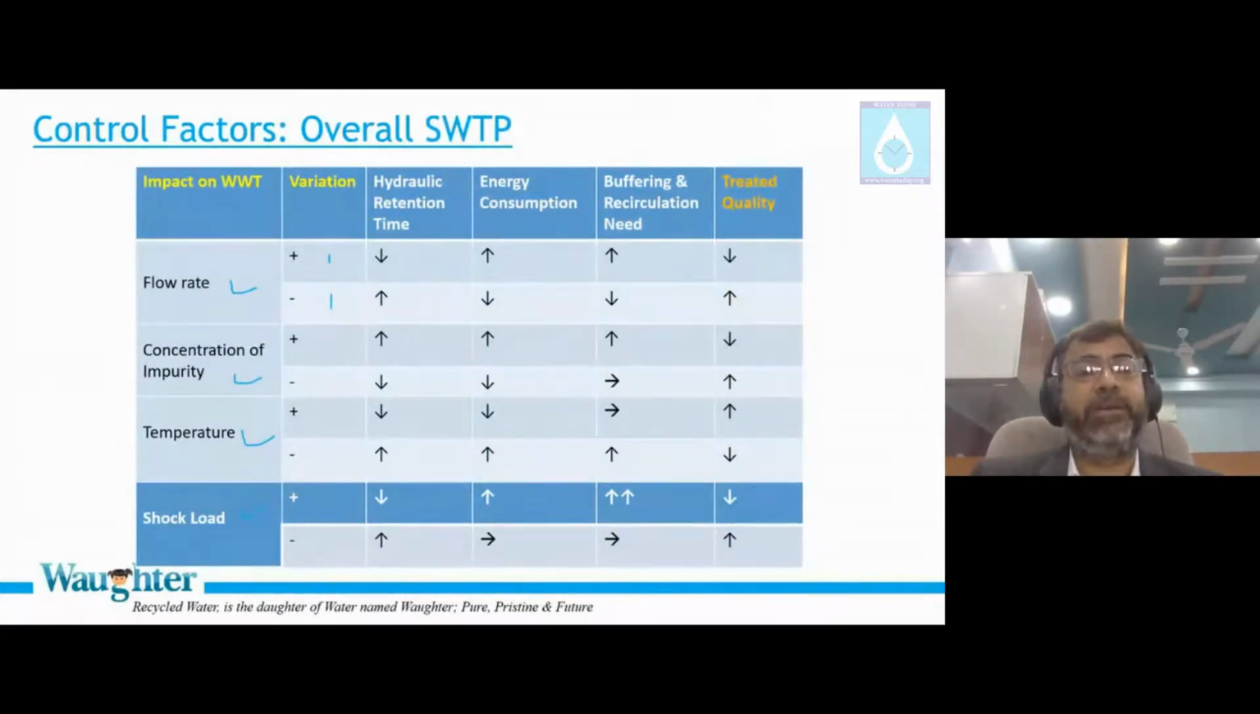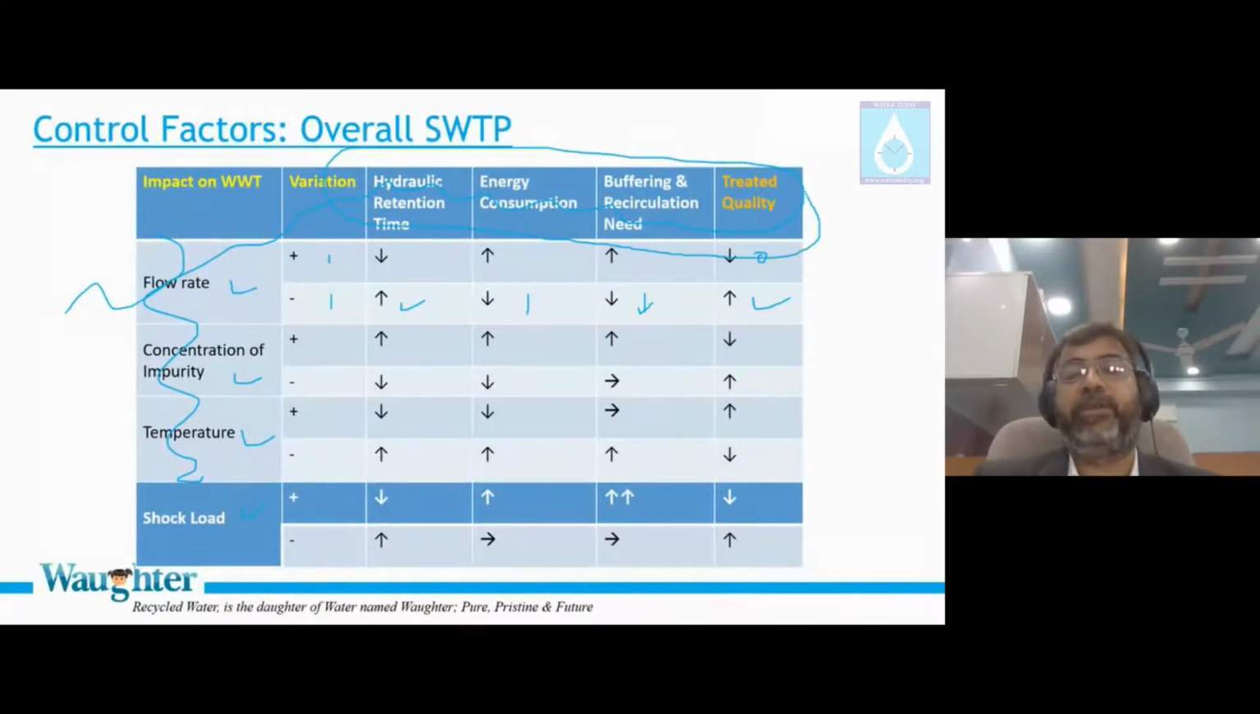So this is a general slide. I'm not going to go into too much detailing. Flow going down means hydraulic detention time goes up, energy consumption goes down, buffering capacity and recirculation need is not there, and treated water quality improves. But if the flow goes up, the treated water quality goes down. So it is a very, very important slide to understand the impact of whatever we are trying to do here on this particular portion: hydraulic detention, energy consumption, buffering, and treated water quality.